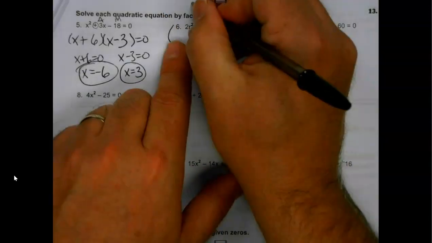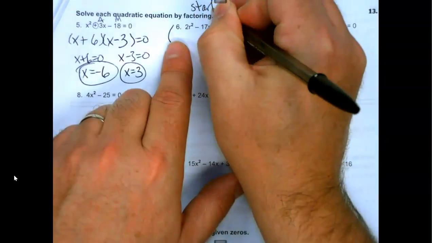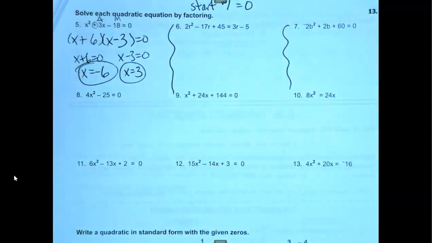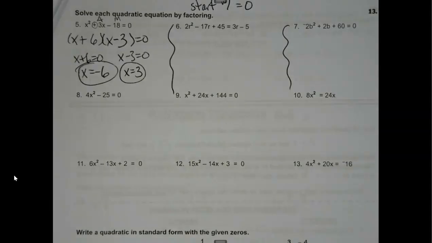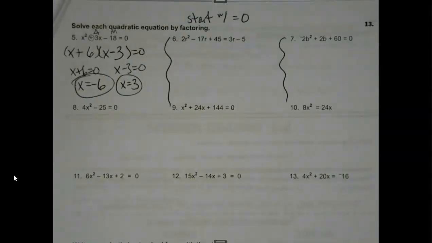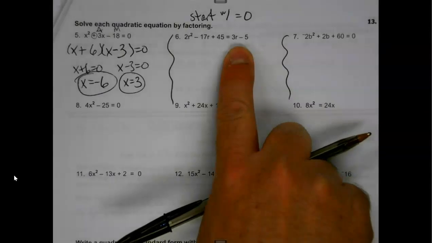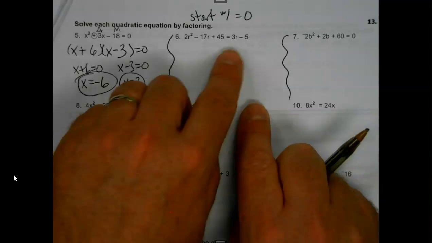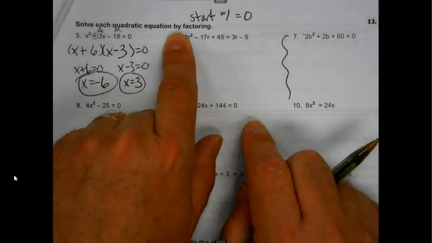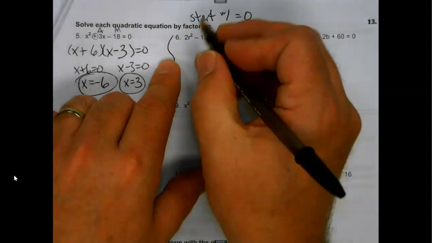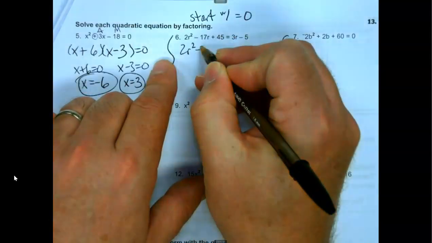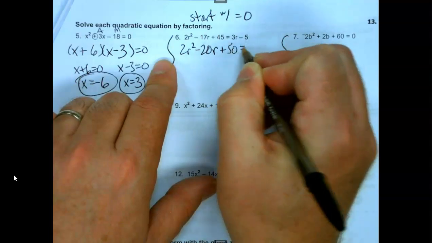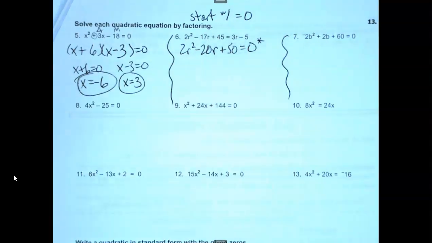Also, your equations before you start factoring need to start with equals 0. If they don't, you need to fix that first. So here, I need to minus the 3r over. I need to add the 5 over. Okay, got to have that equals 0 first.